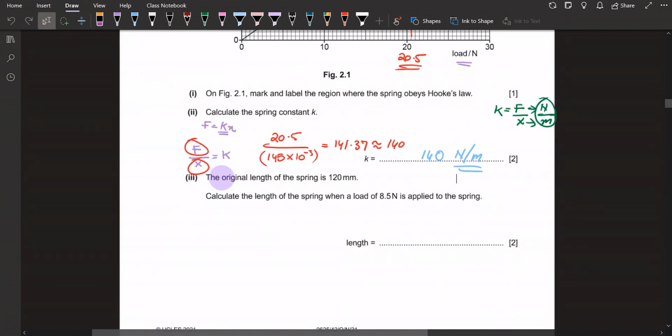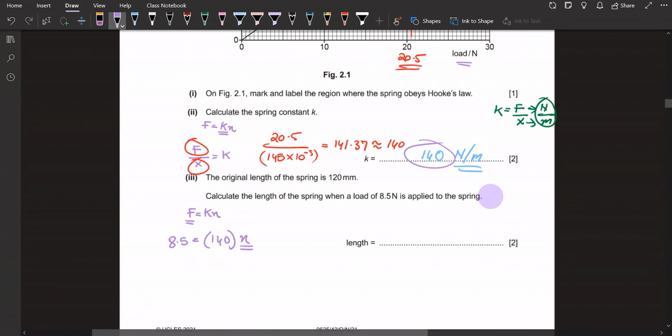Part 3 says the original length of the spring is 120 millimeter. Calculate the length of the spring when a load of this is applied to the spring. So we can use the same formula again, which is F equals Kx, and force this time is 8.5, and we have K, which we found out in our first part, which is 140, and we need to find X this time.